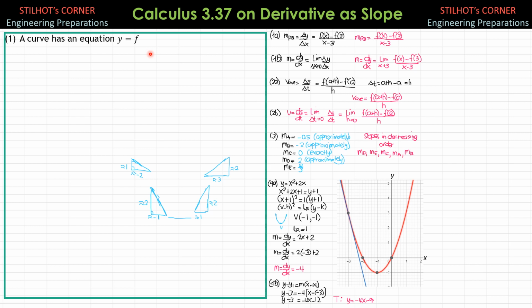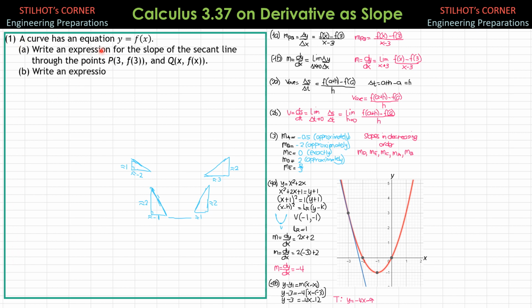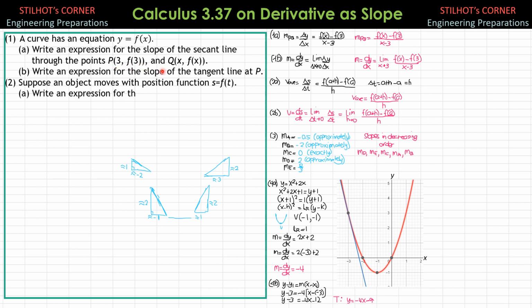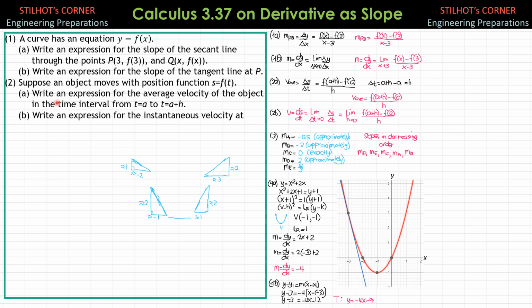If you want to anticipate the solution to this problem, you may do so by pausing the video and just concentrate on the problems. A curve has an equation y equals f of x. Write an expression for the slope of the secant line through the points P with coordinates 3, f of 3 and Q with coordinates x, f of x. Then 1b, write an expression for the slope of the tangent line at P. Then 2, so let's concentrate on problem 1 first.